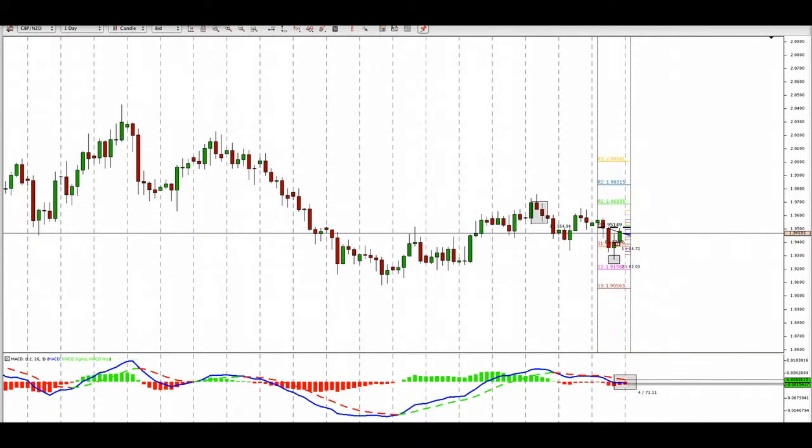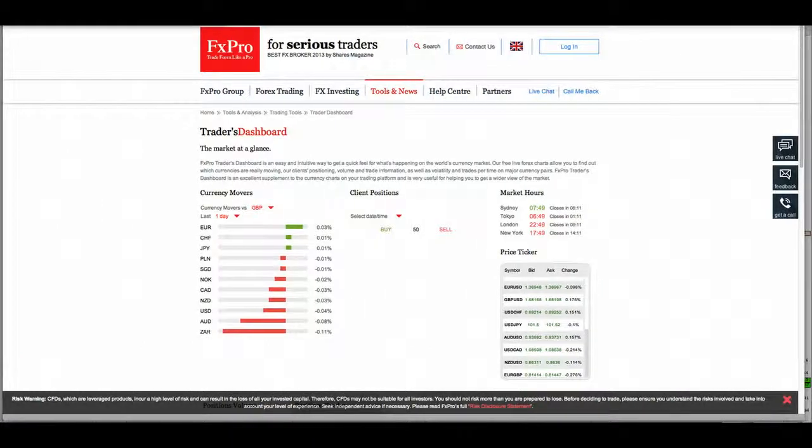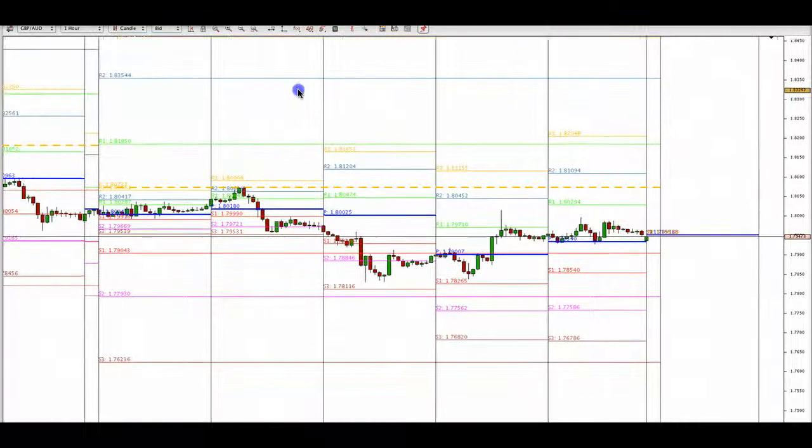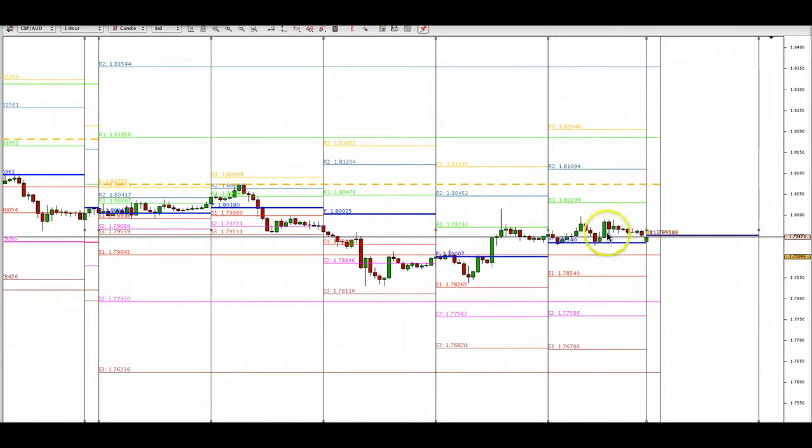So let's go over to the FX Pro dashboard, and looking at it, New Zealand is very weak against the pound dollar. Probably the best trade right now for today, looking at the dashboard, if it doesn't change, is the pound dollar against the Australian dollar. That's probably a stronger trade. So let's look over at pound Aussie. We're looking for the pound Australian dollar to go up based on what we see on the dashboard.